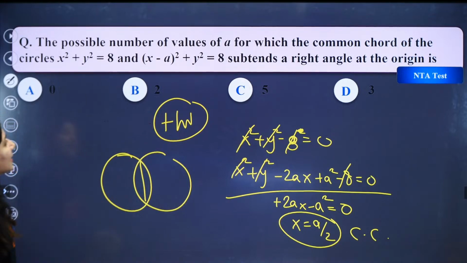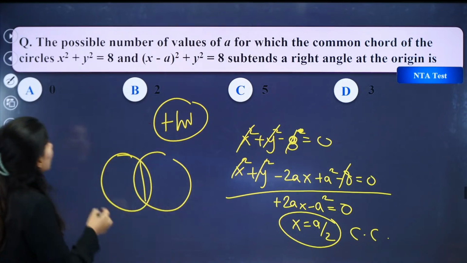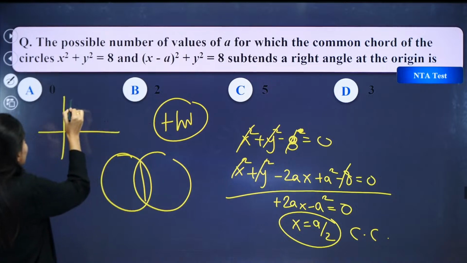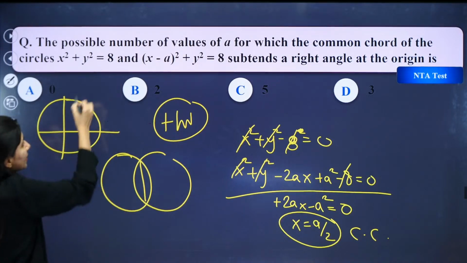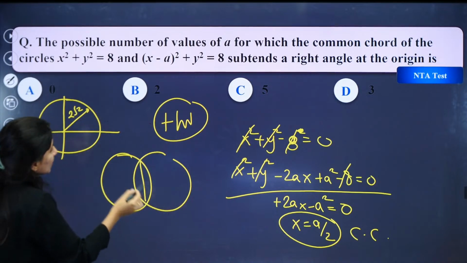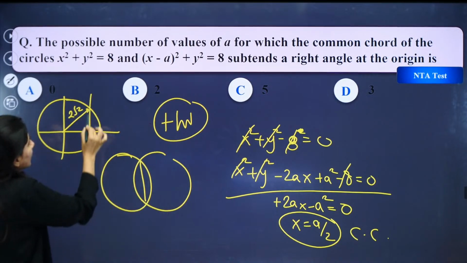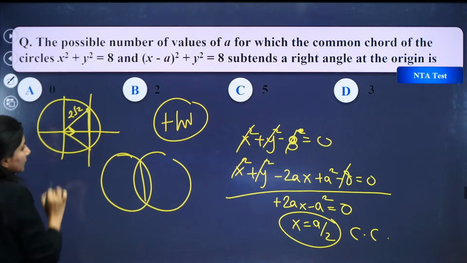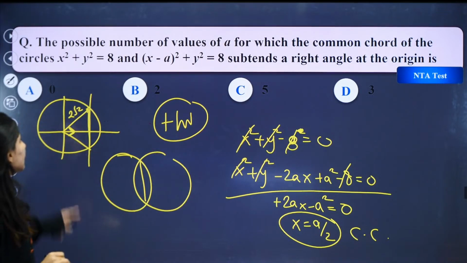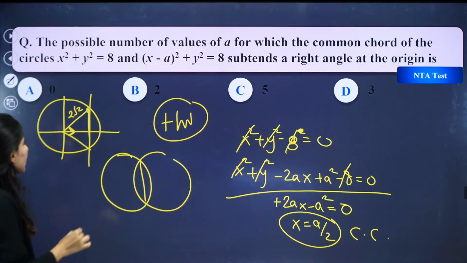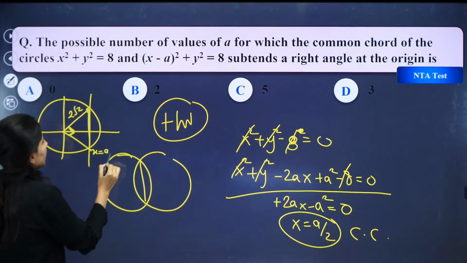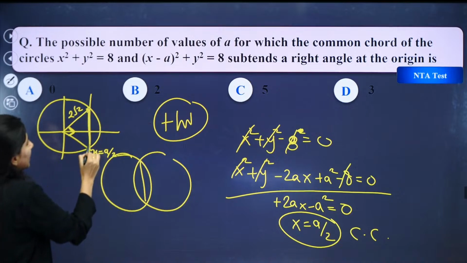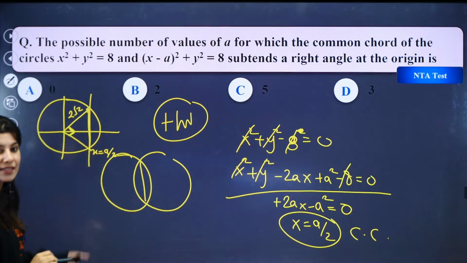Now what they are saying is that it subtends a right angle at the origin. That means if this is your circle, 2 root 2 is the radius, and x equals a by 2 will look like this. So this will subtend a right angle at the center. If this subtends a right angle at the center, it is symmetric actually. Can you see the symmetry over here?